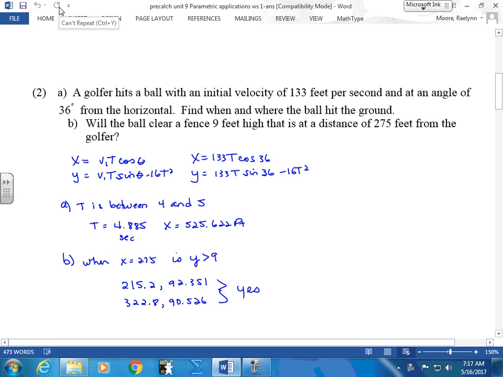All right, so you have two. Remember, the X is anything that affects horizontal. The Y is anything that affects vertical. This is where your negative 16t squared has to come in so that it forces this to turn.